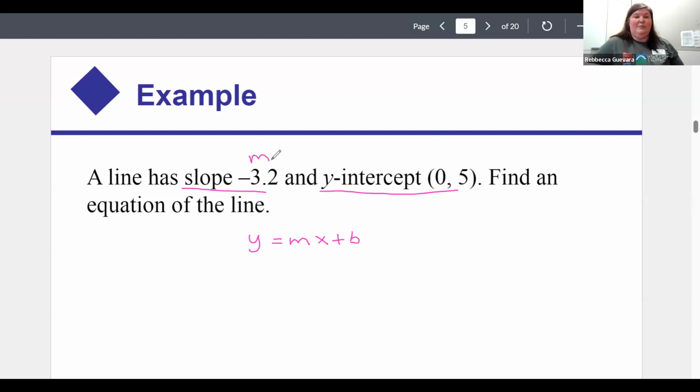So we know that my m is the negative 3.2. This is my y-intercept. So x is 0, y is 5. So I intercept at 5, which means my b is 5. So if I have a line with a slope of negative 3.2 that has a y-intercept of 5, the equation for that line is simply going to be y equals negative 3.2x plus 5.